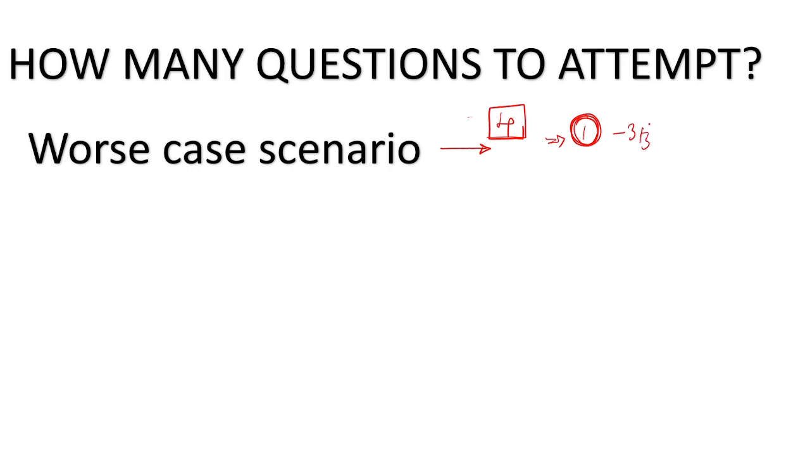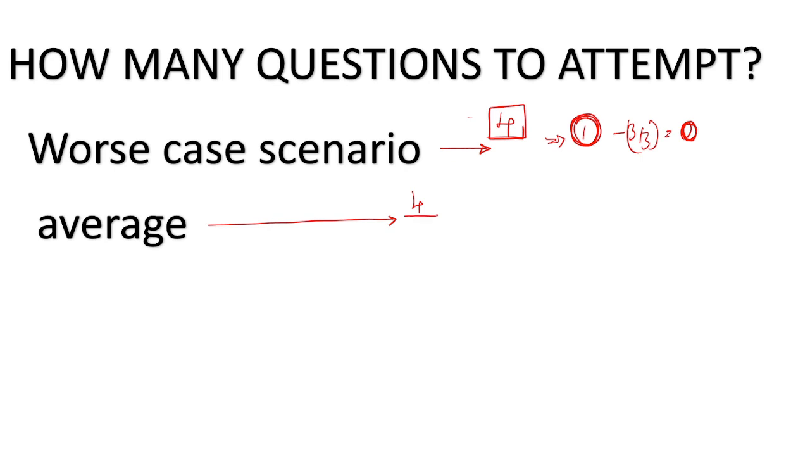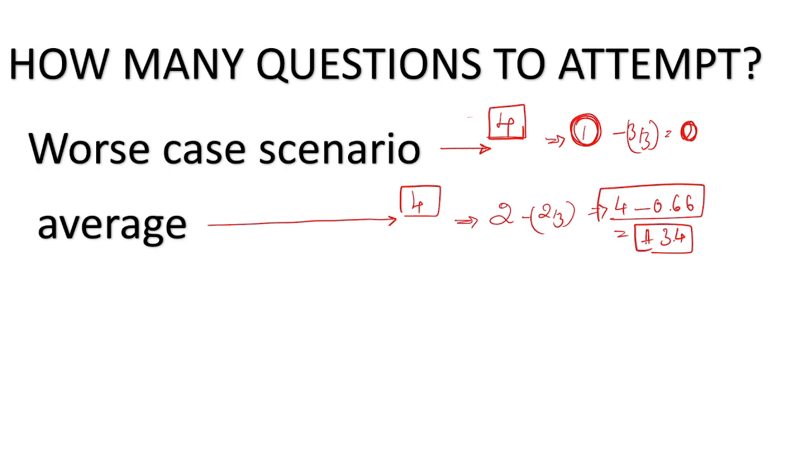Three are going wrong, so that means net is 0. But on average, everyone has studied for this exam, so what will happen is that the average will apply. What does average mean? Maybe 2 questions right, 2 questions wrong. So you will have plus 4 minus 0.66, so actually this is your plus 3.4. So this is a plus for you.